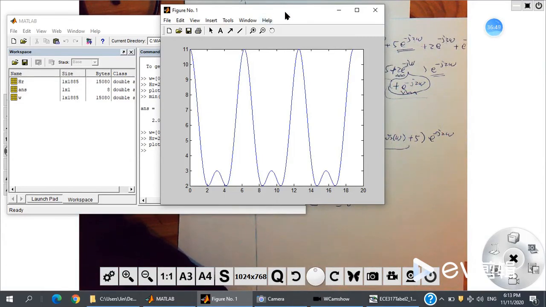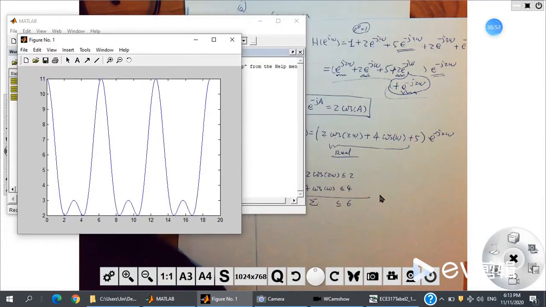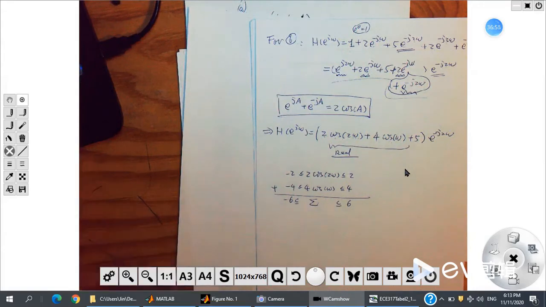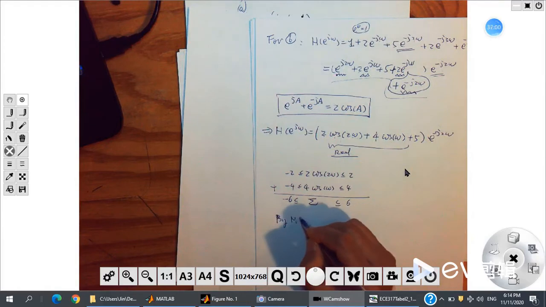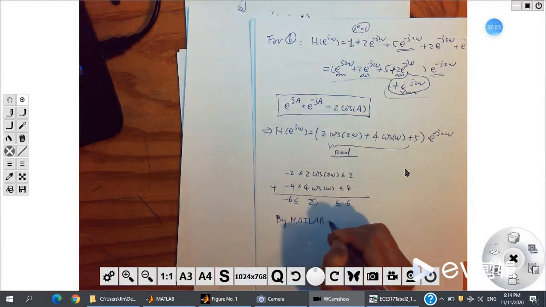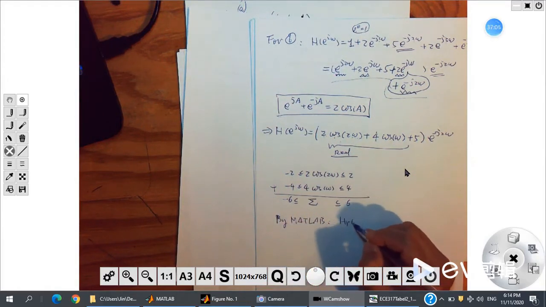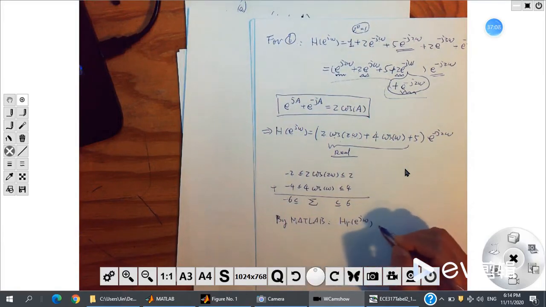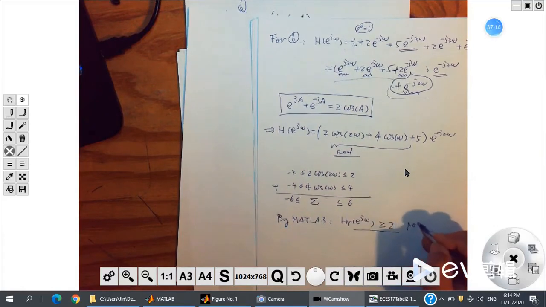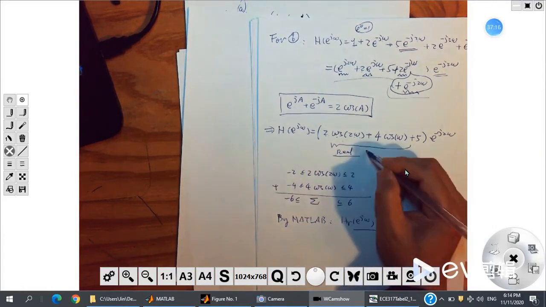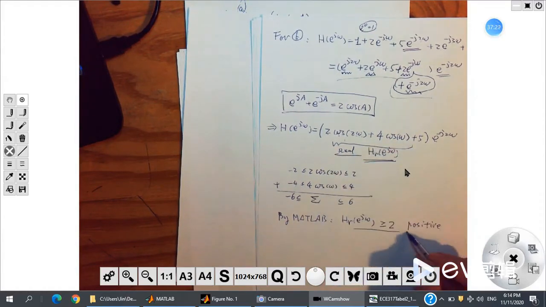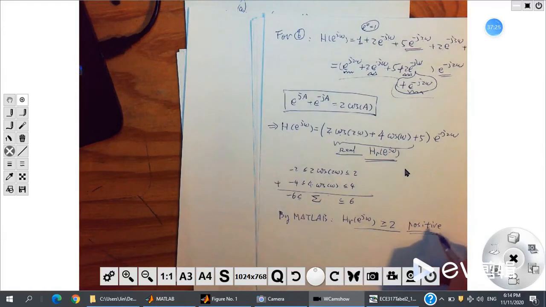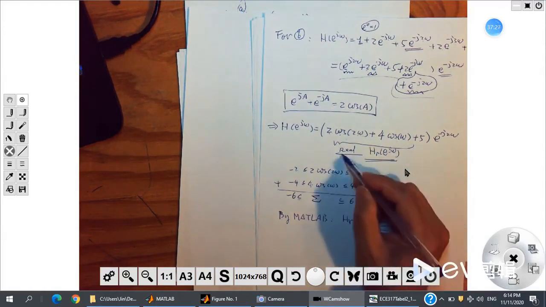But the thing is here we need to use some tools to calculate this. Here I say by MATLAB. This HR is larger than or maybe equal to 2, so it's positive. And this is HR, right? This part is HR. It's positive and real.